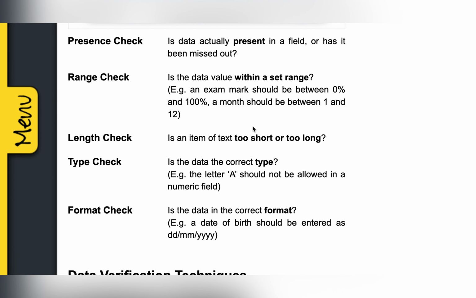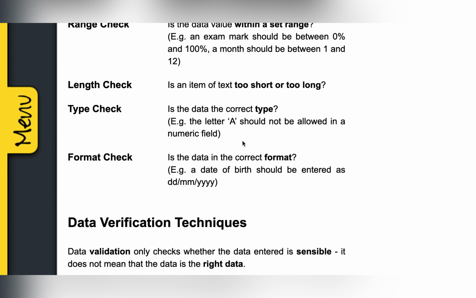Range check. Okay, a range check asks whether the data value is within the set range. Is the data within the range that has been set for that field? Then length check, whether it's too long or too short. Usually, like for example, a password. When it is too long or too short, it tells you the password is too short. You have to make it meet the standard. So you have to check whether the length of the data is appropriate or not.